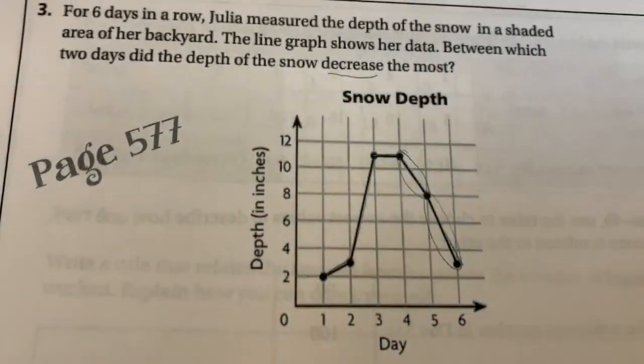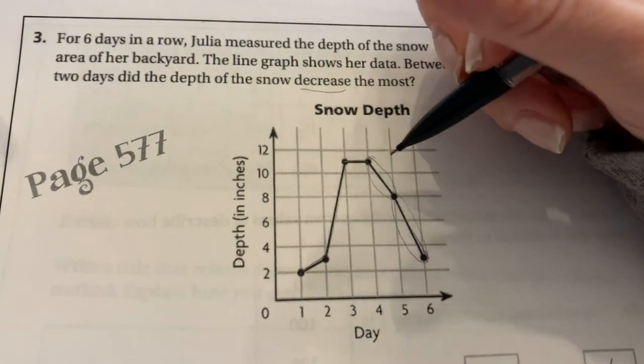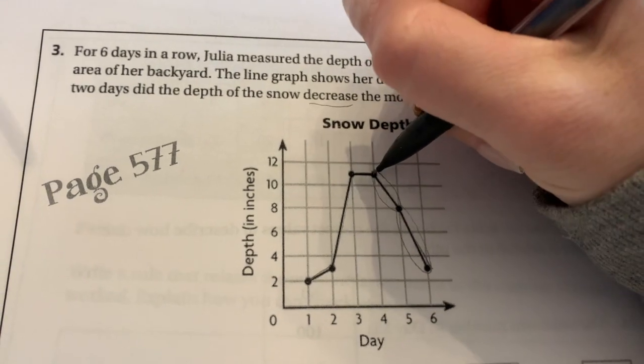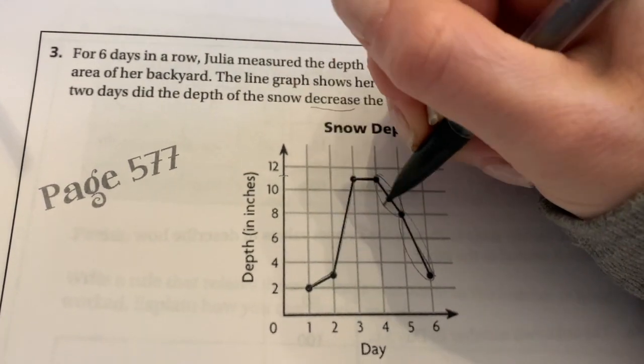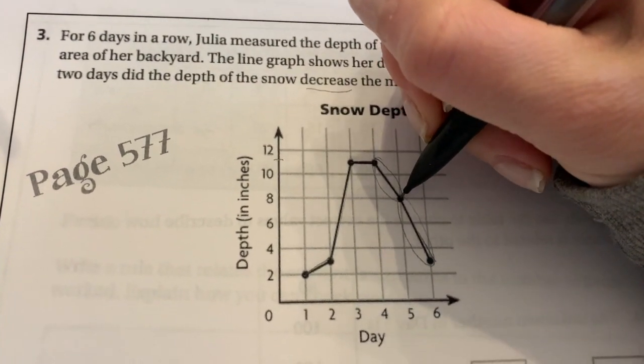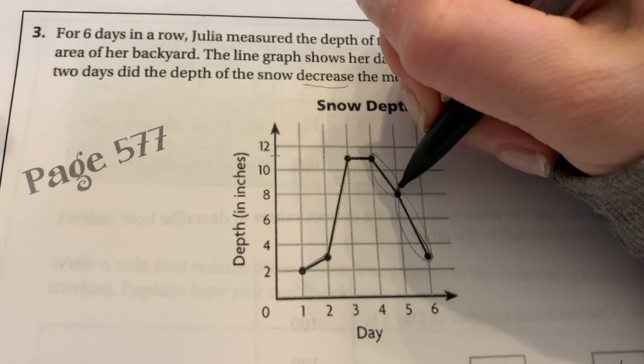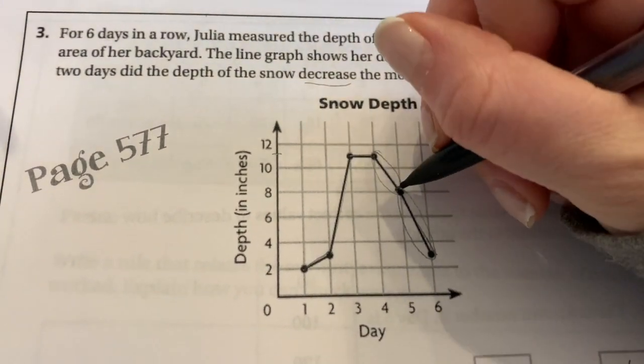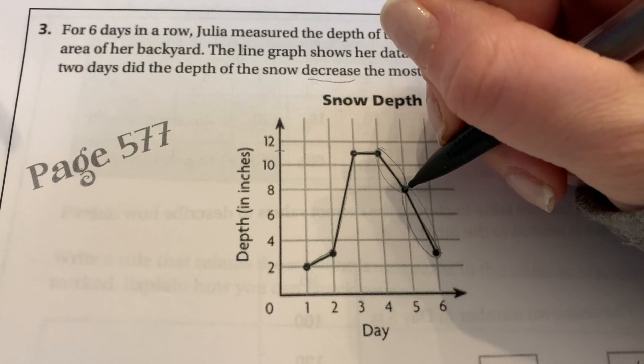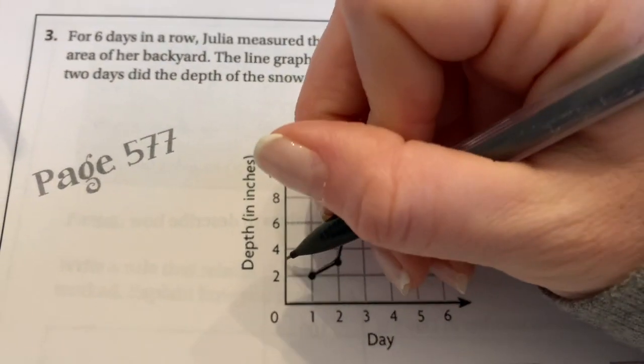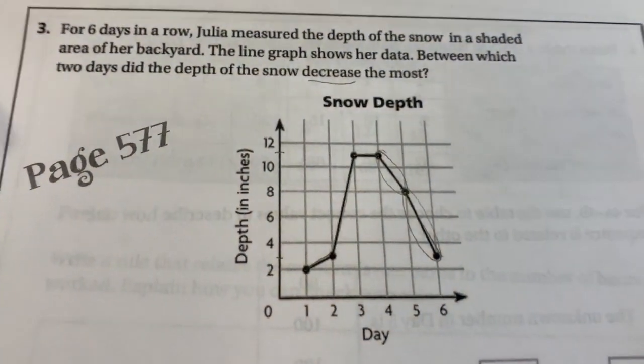And remember, you can check by looking at the numbers that this corresponds to. If you look here, this is around 11, and this is 8. So from day 4 to day 5, it's gone from 11 to 8. Whereas from day 5 to 6, it's gone from 8 all the way down to 3. Okay?